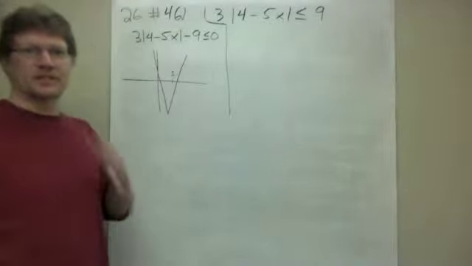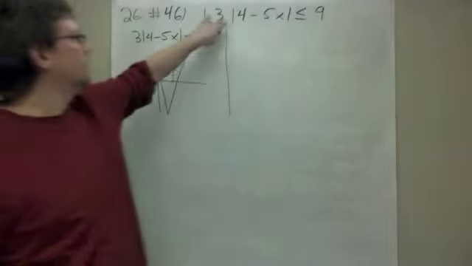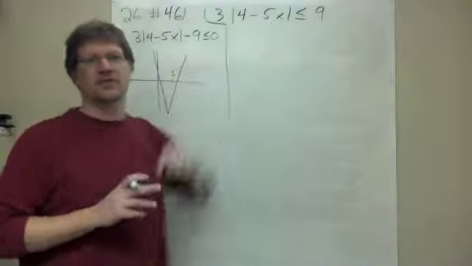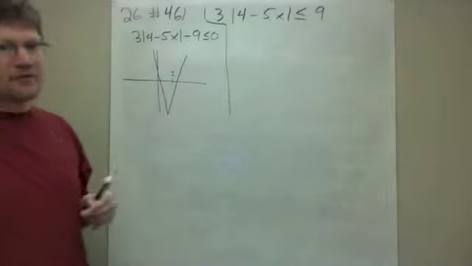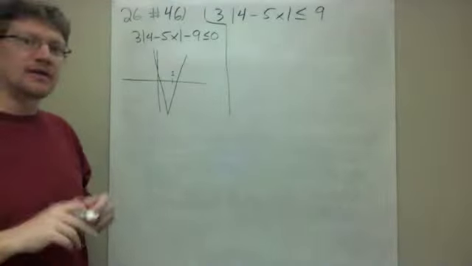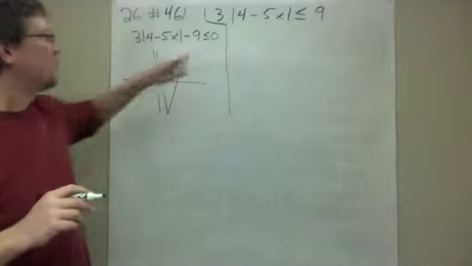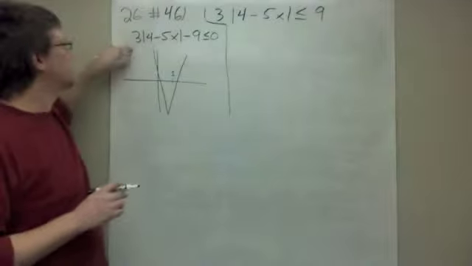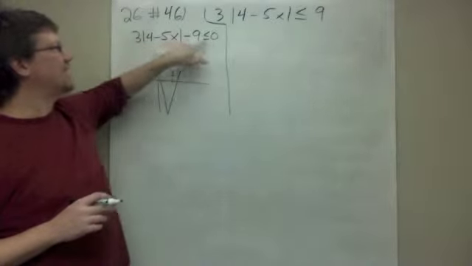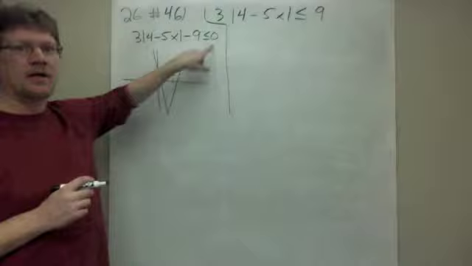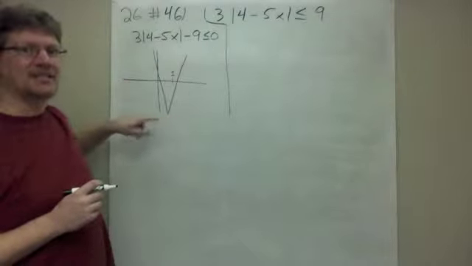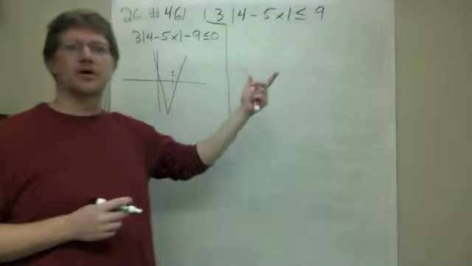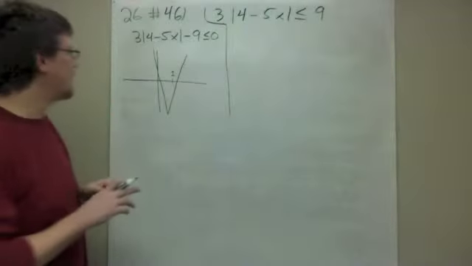2.6 number 46. We're given the inequality 3 times the absolute value of 4 minus 5x is less than or equal to 9. And it says to graph this and see what the values are. If I subtract 9 from both sides, I will get a more sane thing to graph. 3 times absolute value of 4 minus 5x minus 9 is less than or equal to 0. So anything below the x-axis here satisfies this equation, but it also satisfies my original equation since all I've done is subtract 9 over to the other side.